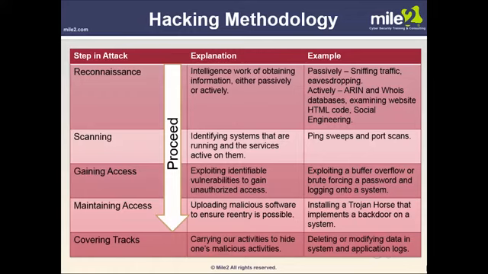All right, maintaining access is the fourth. There's uploading malicious software to ensure reentry is possible. Here we do this by installing Trojan horses that implement a backdoor on the system, for instance. So we'll talk about Trojan horses, rootkits, things of that nature. And then we also mention things like steganography and things like that too, to be able to also kind of help cover our tracks when it comes down to that. So that's the fifth hacking phase, covering tracks. You can carry out activities to hide one's malicious activities.